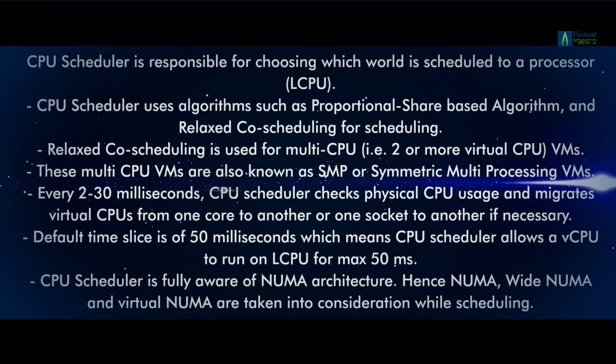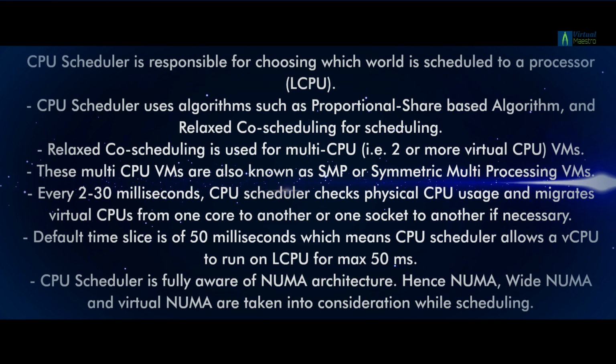Relaxed co-scheduling is used for multi-CPU VMs, i.e., VMs with 2 or more virtual CPUs. These multi-CPU VMs are also known as SMP, or symmetric multiprocessing, VMs. Every 2 to 30 milliseconds, the CPU scheduler checks physical CPU usage and migrates virtual CPUs from one core to another or one socket to another if necessary.